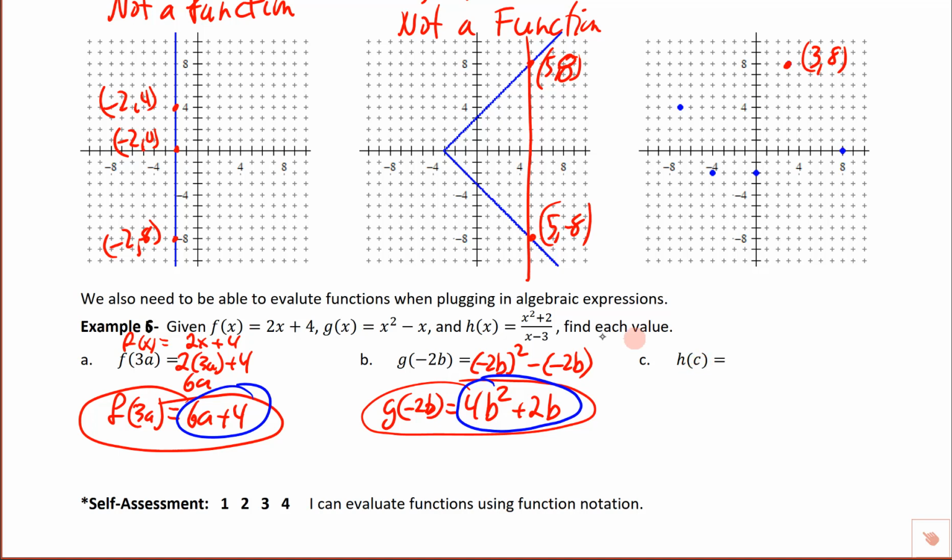This is h of c, and here's the function right here. We've got x squared plus 2 on the top divided by x minus 3. As long as we're not plugging in a 3, that's totally okay. Those values would be in the domain. So here's what we do. I'm just going to draw that fraction bar, and we're going to put a c wherever there used to be an x. So this is c squared plus 2, and on the bottom we have c minus 3. And here's the awesome thing about this. There is nothing else to do on this. We're just literally changing variables is all we're doing on that one. So that's the answer right there.